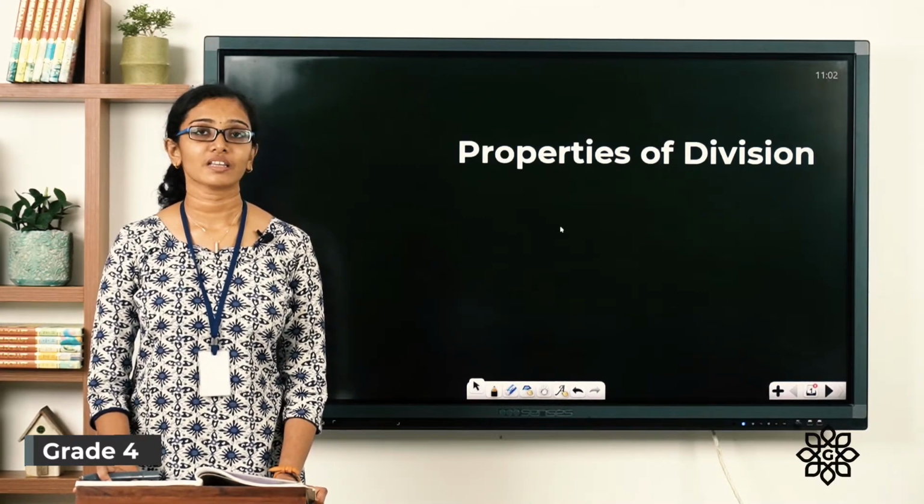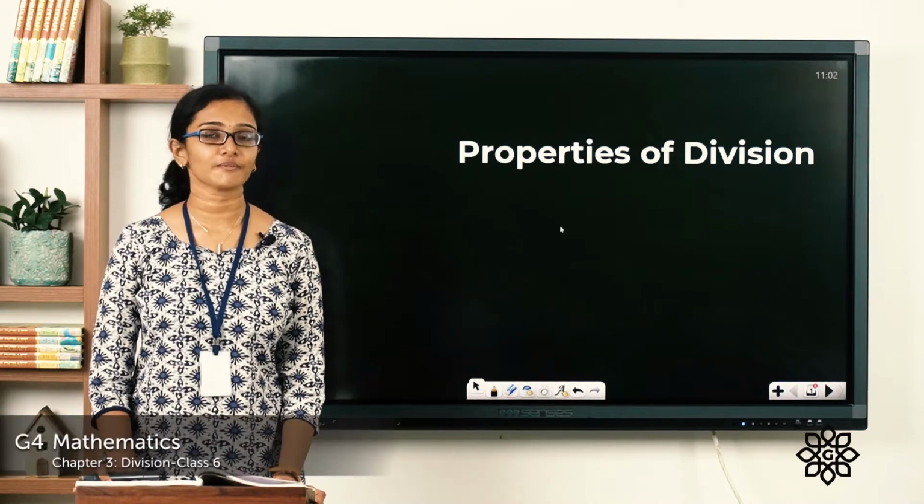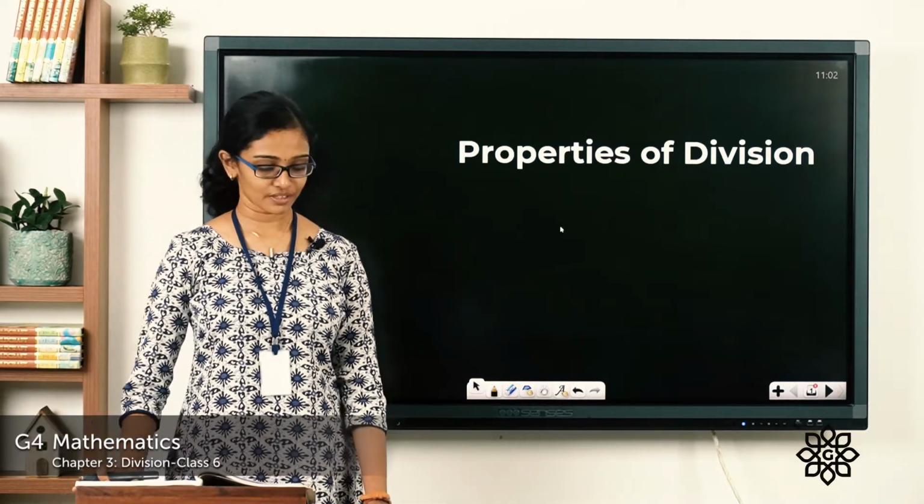We have been learning about the division concepts, right? Today let's see the properties of division. Let's see the first property.